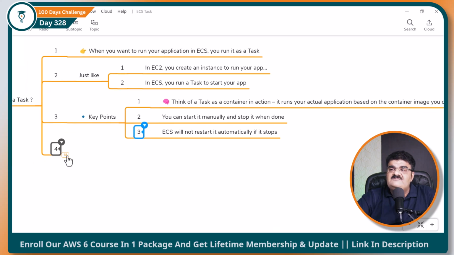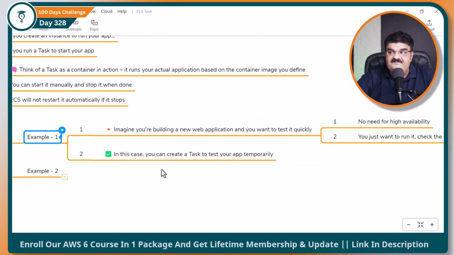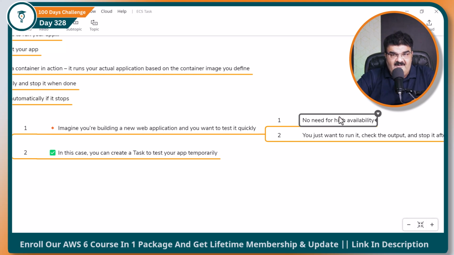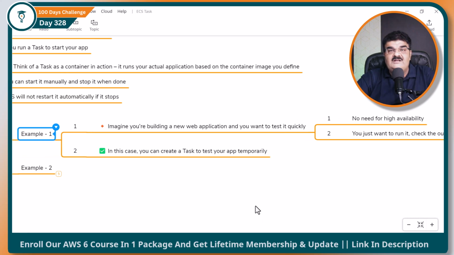I am going to explain this using an example. Let's say example 1. Imagine you are building a new web application and you want to test it quickly. No need for high availability. You just want to run it, check the output and stop it after testing. So if you want to run your application temporarily, without high availability or load balancing, in this case you can create a task to test your app temporarily.